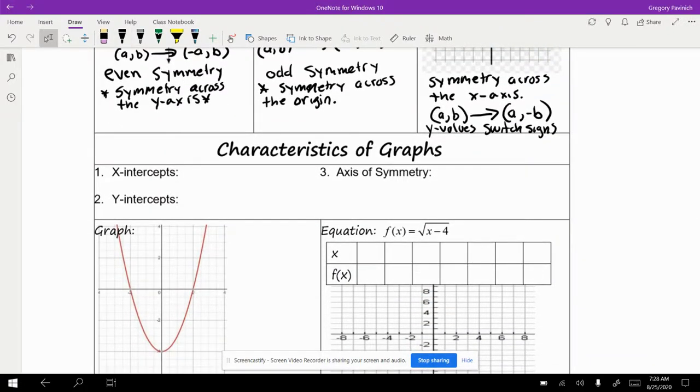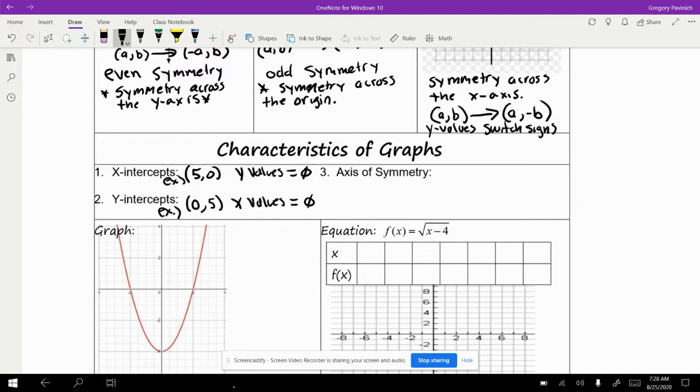Okay. The next thing that we're going to look at is characteristics of graphs. We have x-intercepts. That's when you have a point like 5, 0 as an example. This is where your y value is equal to 0. Your y-intercepts, like 0, 5. This is where your x value is equal to 0.